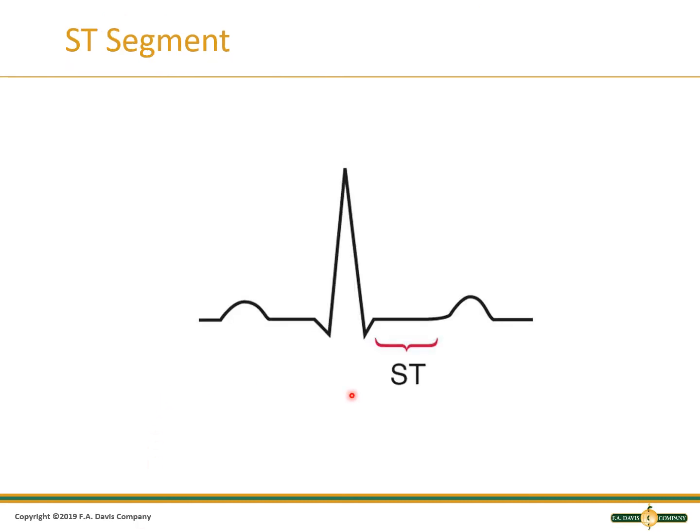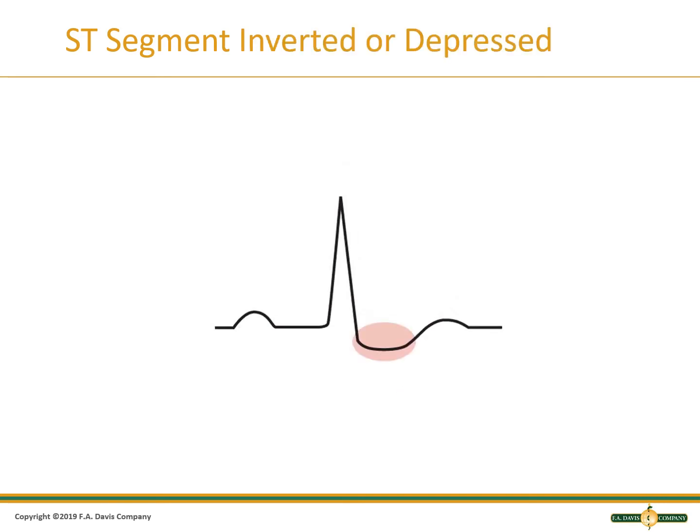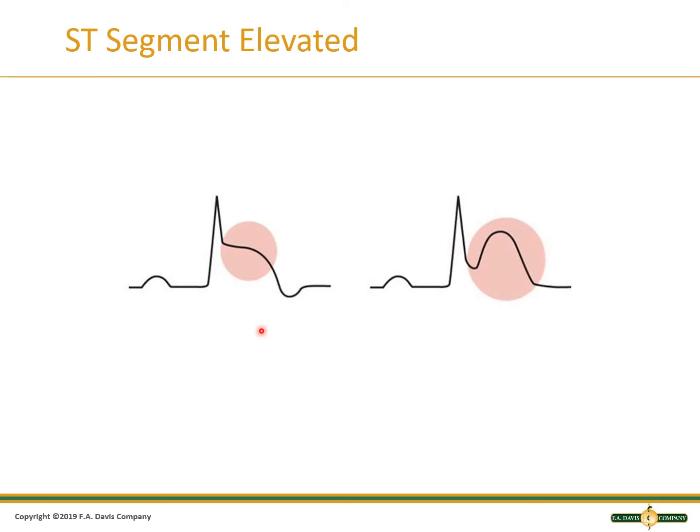Here you can see the ST segment beginning from the end of QRS complex and ending at the beginning of T wave. Here you can see ST segment depression in the non-transmural ischemia. When ischemia affects all the layers of the myocardium, or transmural, ST elevation may be noted.